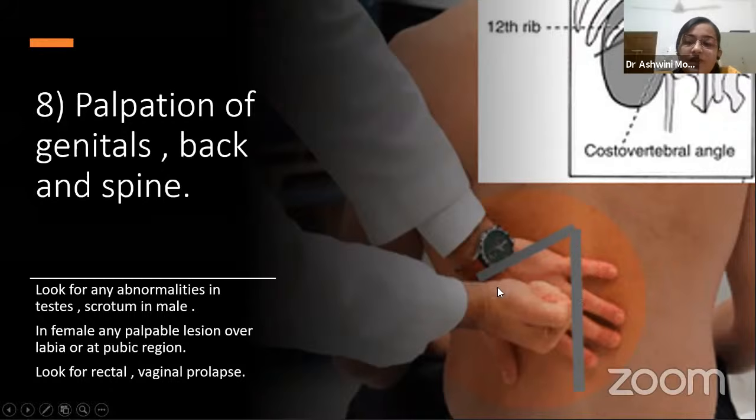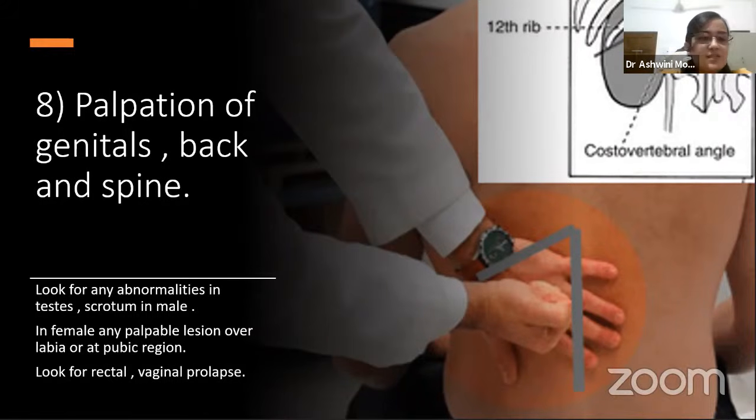on the back also. That is the renal angle. If there is any renal or inflammatory pathology, there will be tenderness over this costovertebral angle, which is made from the 12th rib and the vertebral margin. We have to palpate at this site and tenderness will be elicited. We also have to do the spinal examination, checking for any deformity or any tenderness in the back and spine.